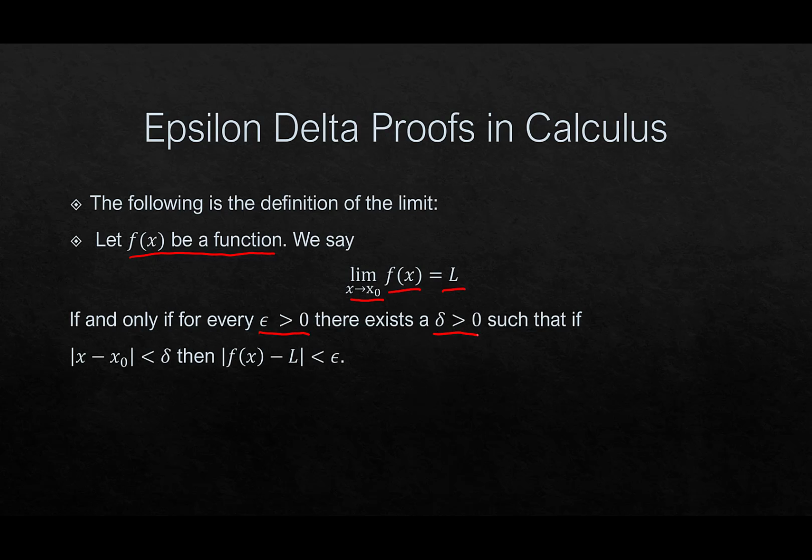So first of all, for those of you that have taken Math 322, this is an existence proof. It's a constructive proof. Okay. So in any case, if and only if for every epsilon greater than 0, there exists a delta greater than 0, such that, now we have a conditional, if absolute value of x minus x naught is less than delta, then the absolute value of f of x minus L is less than epsilon.